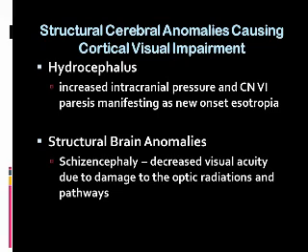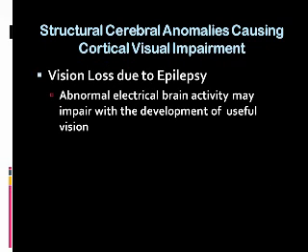Now, there are other structural cerebral anomalies causing cortical visual impairment. Briefly, to enumerate, these are hydrocephalus, presenting with increased intracranial pressure and sixth nerve paresis manifesting as new-onset diplopia; structural brain anomalies like schizencephaly, presenting with decreased visual acuity due to damage to the optic radiations and pathways; and vision loss due to epilepsy, wherein abnormal electrical brain activity may impair the development of useful vision, especially in infants.